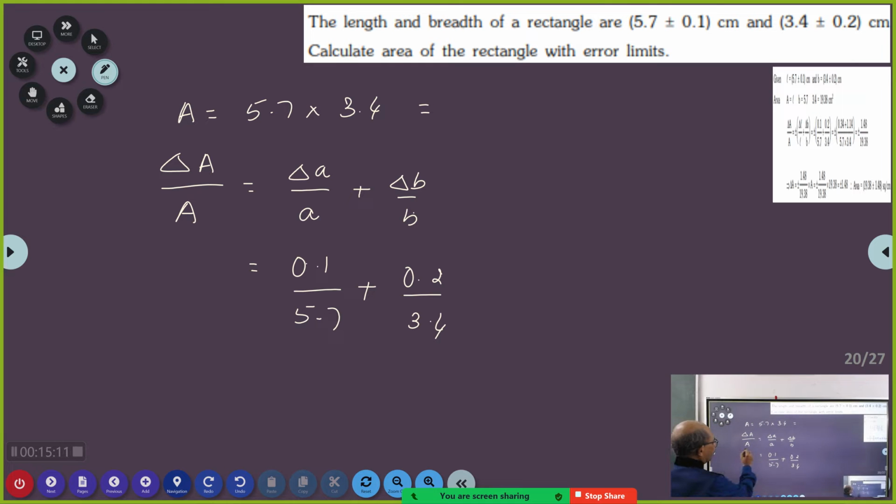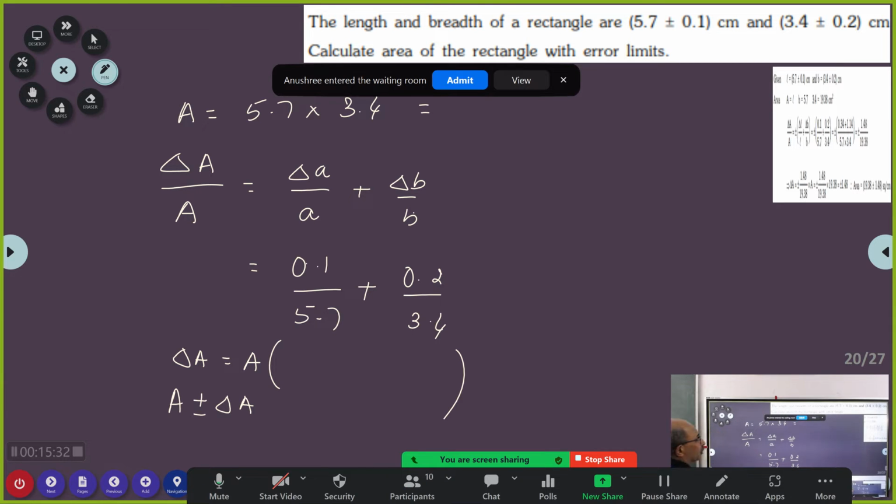And then you have already found out A from this. So you will write here this A quantity, whatever quantity A you have got. So finally you should compute delta A from this. What is it? A into whatever you have got. Okay? And then you are going to report A plus or minus delta A. That's how you are going to report. Clear?